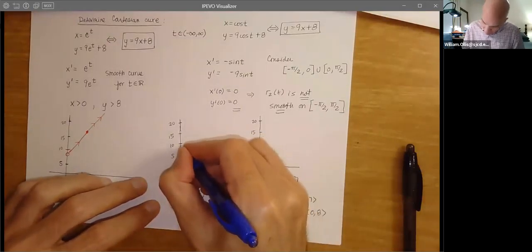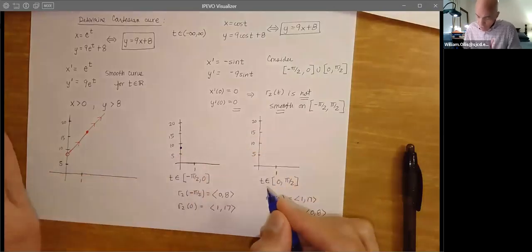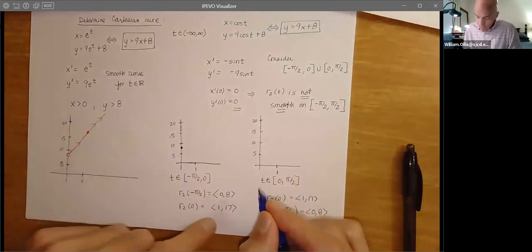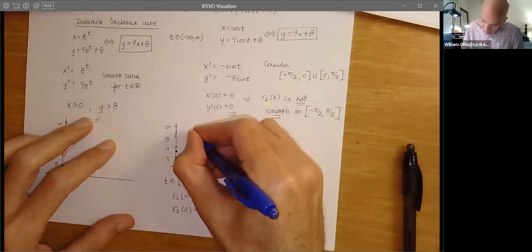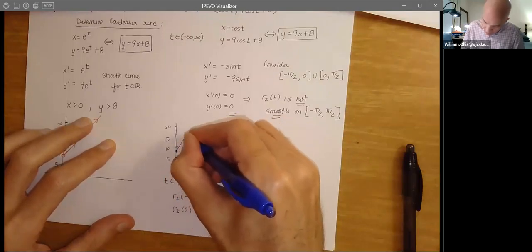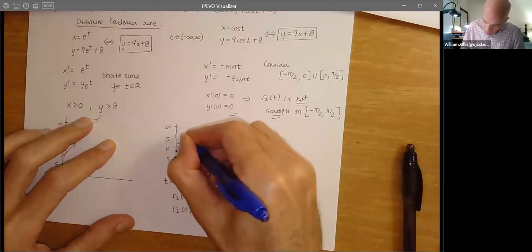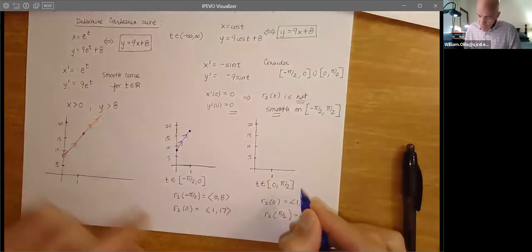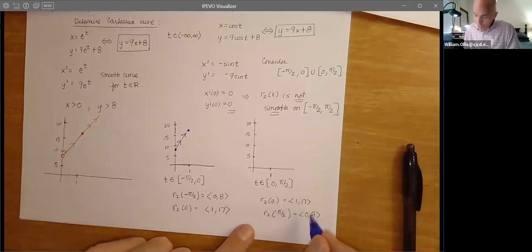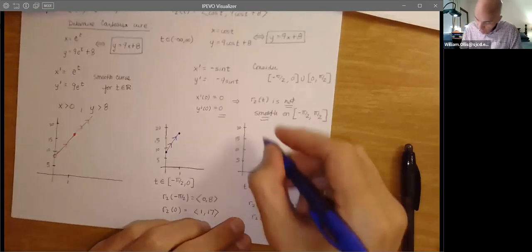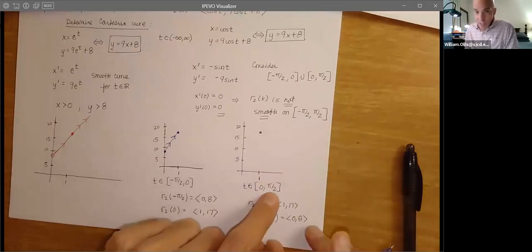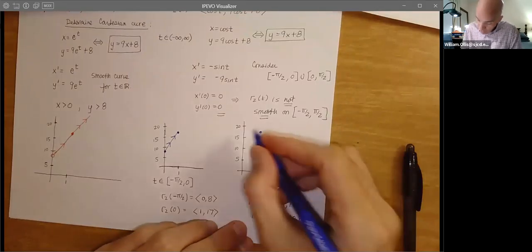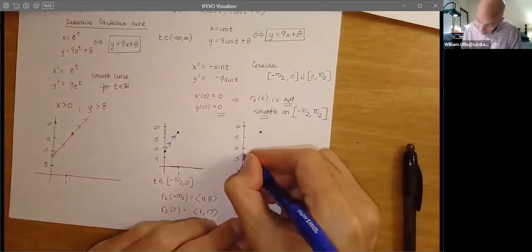And we'll just put the 1 here, spread it out. So now for this curve, we have at negative pi over 2, so we're going to increase through. We get 0, 8, all right here. And then as we increase t from negative pi over 2 to 0, we get 1, 17, about right here. So we're doing this. We're traversing like that as we get to 0.